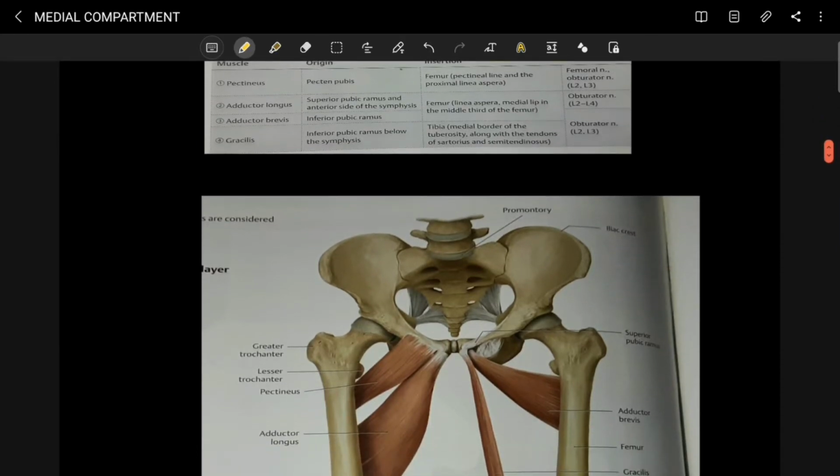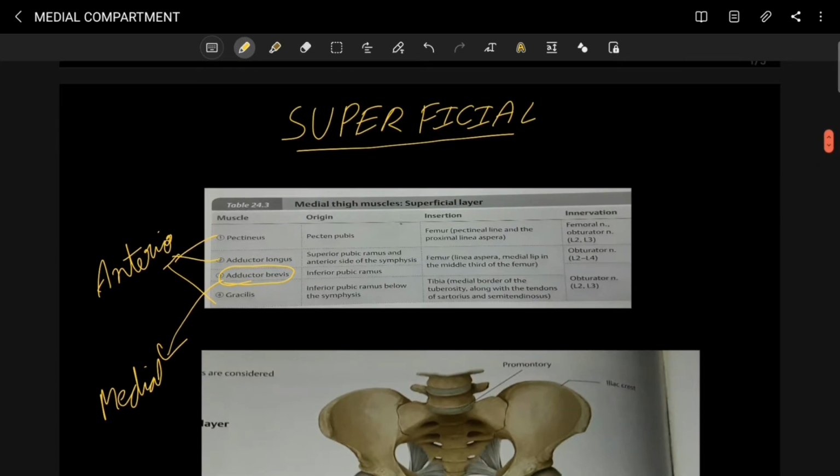The next muscle that we're going to be talking about is adductor brevis. I want you to notice that these three muscles form the anterior layer. Adductor brevis forms the middle layer, which I talked about just a few minutes ago. But all of these muscles are pretty superficial, so I just included them in the superficial layer here.